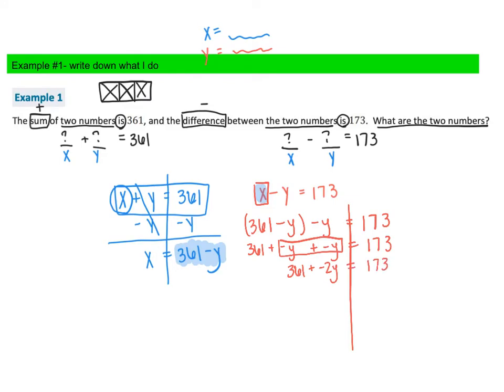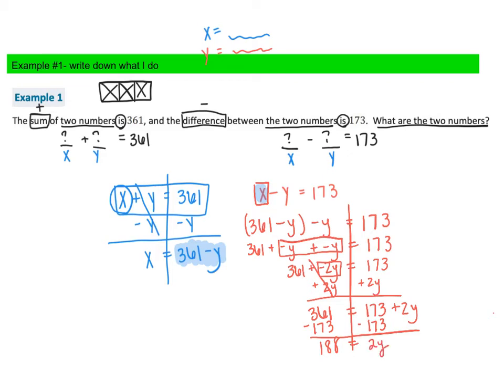I'm going to move this 2y to the other side. So the opposite of plus negative 2y is plus positive 2y. Over here it cancels. I'm left with 361 equals 173 plus 2y. And I want to get this 173 over to the other side. And when I do that, I get the answer of 188 equals 2y.